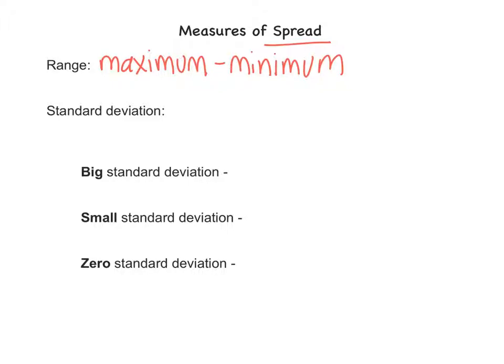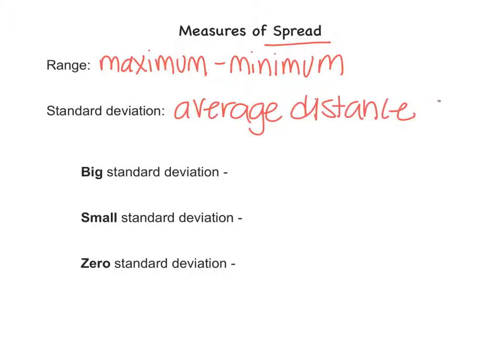Standard deviation is probably more of a new one. You might not have heard of this one before. Standard deviation, it actually tells us a lot more about how spread out the values are. There's a really long, complicated definition for standard deviation, but I think the easiest way to describe it is the average distance that a value in the data set is from the mean.